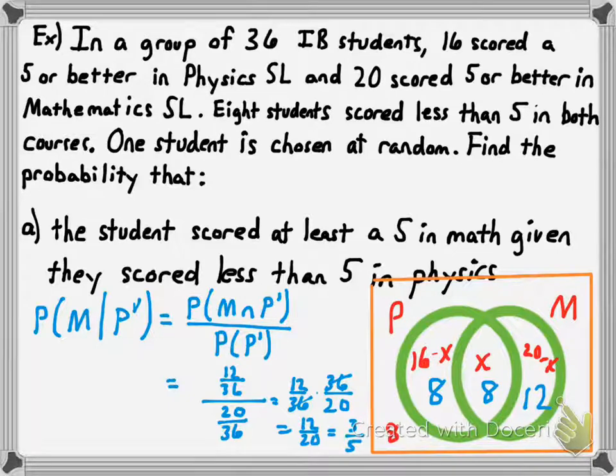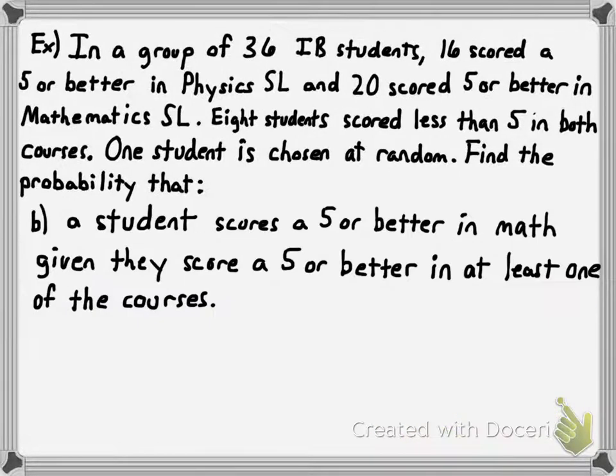3 in 5 chance that somebody will score at least a 5 in math, given that they did not score a 5 or better in physics, according to this data set. That would not always be true, of course. Now let's look at one more problem here. Oh, no, sorry, a second part to the same problem. So I'm going to copy the Venn diagram over here. Give me a sec.